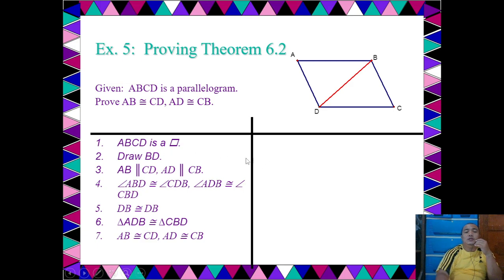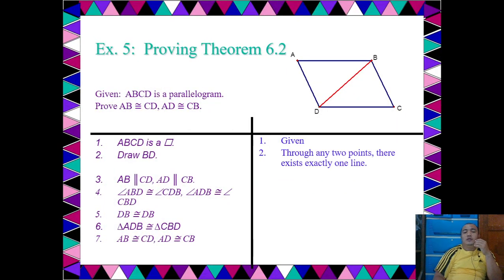So number 1, ABCD is a parallelogram. Given. Number 2, draw the line segment BD. That's a diagonal. The reason: through any 2 points there exists exactly one line. Number 3, AB is parallel to CD and AD is parallel to CB. What's the reason? Definition of parallelogram. Number 4, angle ABD is congruent to angle CDB, and angle ADB is congruent to angle CBD. The reason is the alternate interior angles theorem.